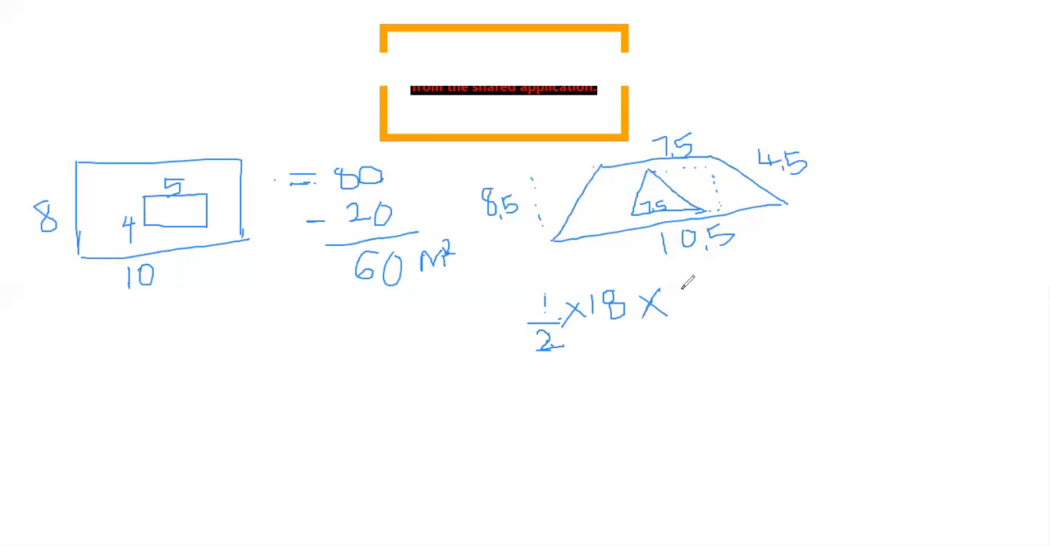By the height. The height is 8.5. Okay, right, let's check whether it's going to give us 60. 1/2 of 18 is 9. I'm going to get a 9 on top here.